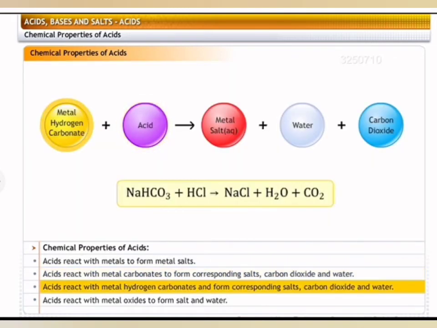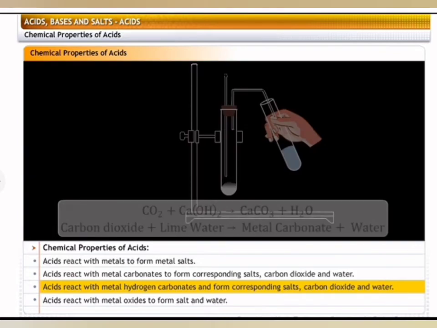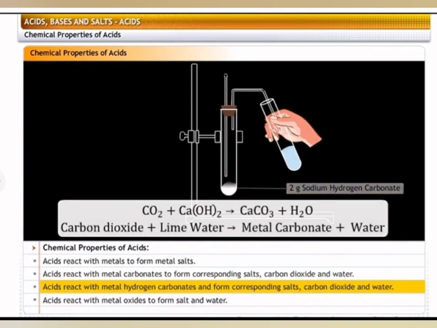Acids react with metal hydrogen carbonates and form corresponding salts, carbon dioxide and water. Take 2 grams of sodium hydrogen carbonate in a test tube. Pour 2 milliliters of hydrochloric acid into the test tube. You will see that a gas evolves.